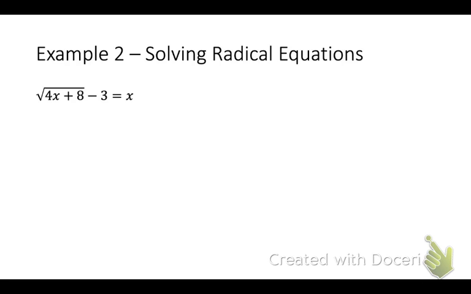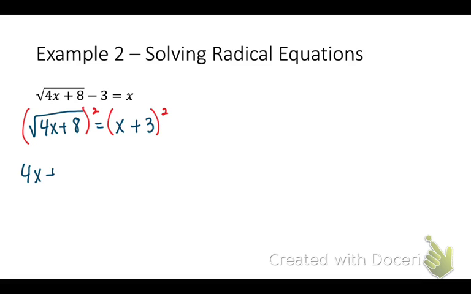Example 2. Here we're going to have to start by getting our square root alone. So I'm going to add the 3 over. And then we're ready to raise both sides to a power. Again, since this is a square root, I'm going to square both sides. On the left, I just get 4x plus 8 because square roots and squares cancel each other out. On the right, we're going to have x plus 3 times x plus 3, so either box method or FOIL here.